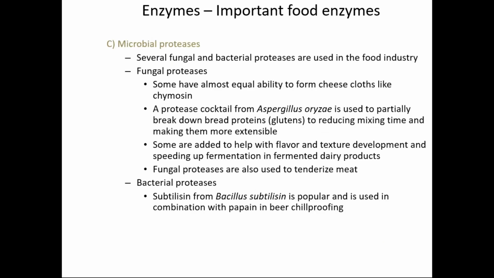So microbial proteases, there are several microbial proteases which are used in the food industry. Most of them are fungal proteases from Aspergillus, and a protease cocktail from Aspergillus is used to break down the bread proteins to reduce mixing time. Some proteases are added to produce flavor and texture, and some fungal proteases are used to tenderize meat. Among the bacterial proteases, subtilisin from Bacillus subtilis is popular, and it is used in combination with papain in beer chill proofing.